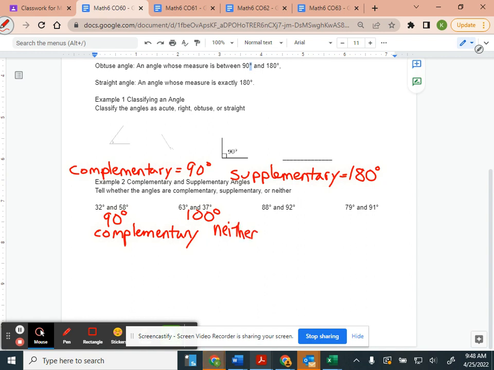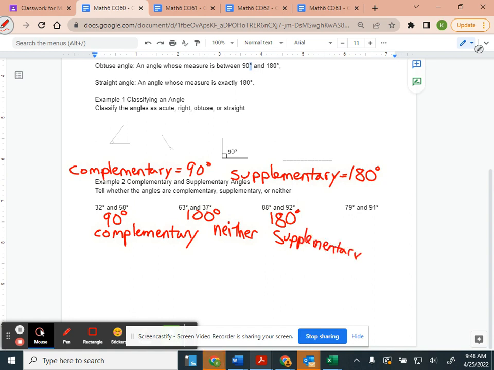Ryan T, 88 degrees and 92 degrees. I got it's supplementary for the angle. Then what is our angle measurement? Yeah, I didn't put that down. So if it's supplementary, what does it have to be? 180, my bad. 180 degrees. It is supplementary.